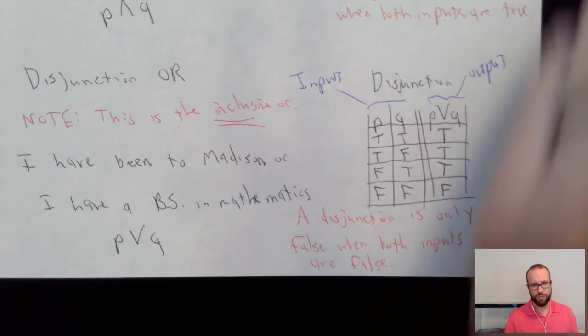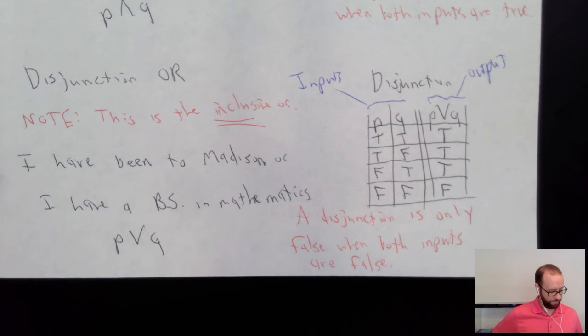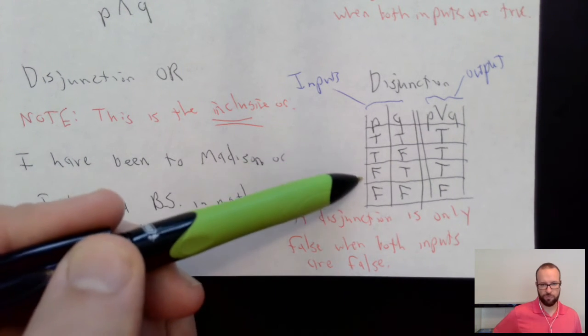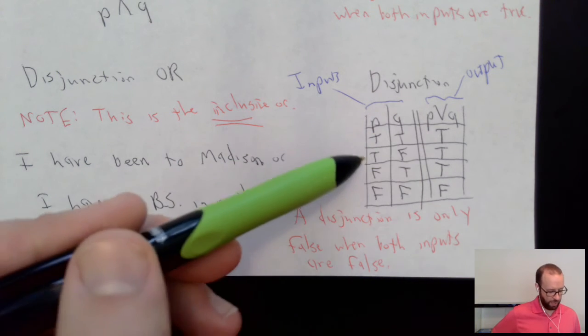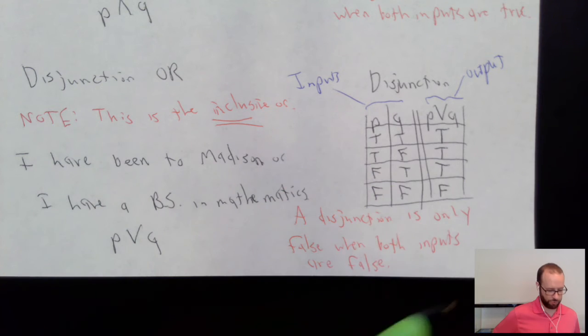And as a note, if you say, I've been to Madison or I have a BS in mathematics, you must fall into one of these 4 rows, right? Either both of those pieces are true and you're saying something true, one or the other is true and you're saying something true, or they're both false and you're saying something false.